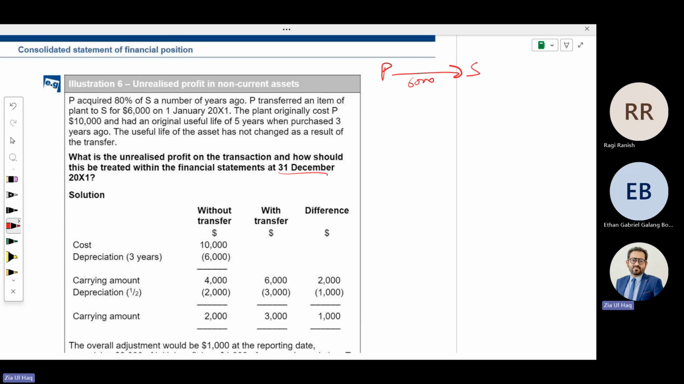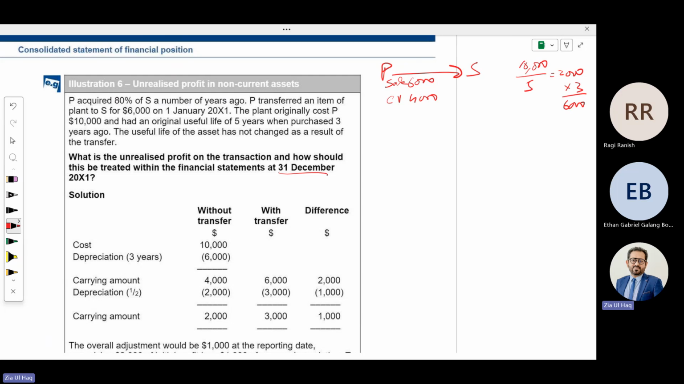When purchased 3 years ago, P bought this asset for 10,000, and its useful life was 5 years. This means 10,000 was the cost and useful life was 5 years. How much depreciation per year? 2,000. And they have used 3 years, so 3 years of depreciation has been charged. What is 3 year depreciation? 6,000. This means the carrying value of the plant, that asset, is what? 4,000. But you sold it for 6,000.